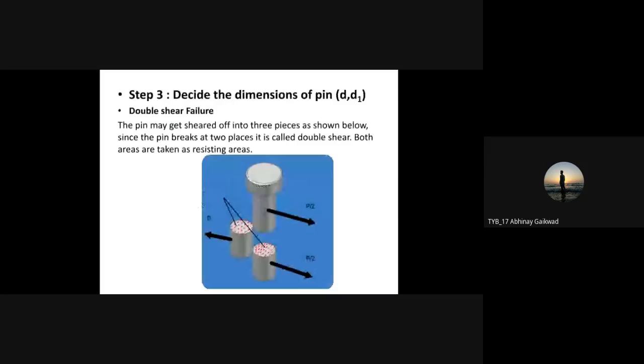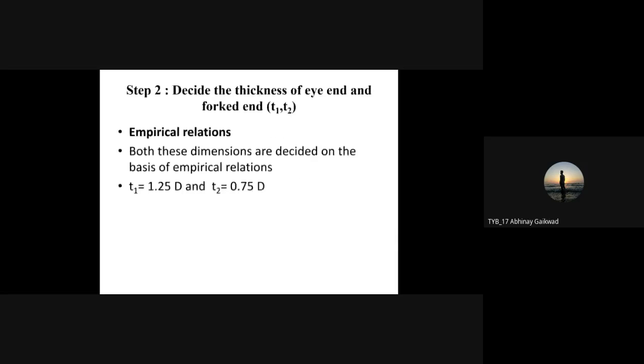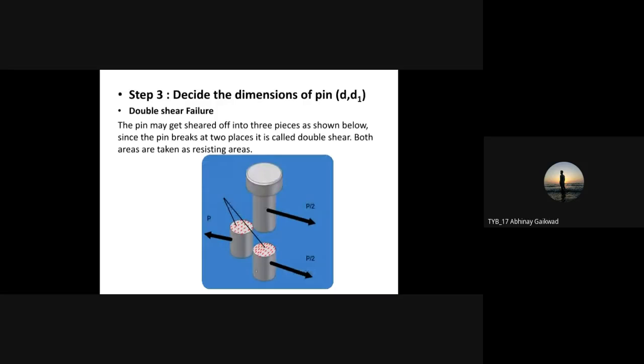Only thing is that we have not considered the other types of stresses which may get induced in the total joint. We have considered only the major stresses. Let's repeat the first step. In the first step, when we find the rod diameter, we consider tensile stress. Then in the second step, while we calculate the thickness of the eye end and fork end, we also use empirical formulae. Then in the third step, where we find the diameter of the pin, we consider that the pin will undergo shear.